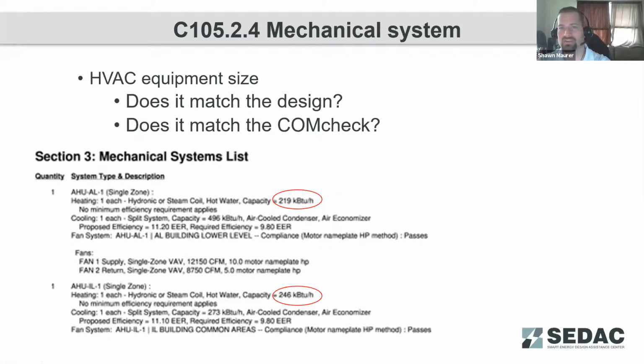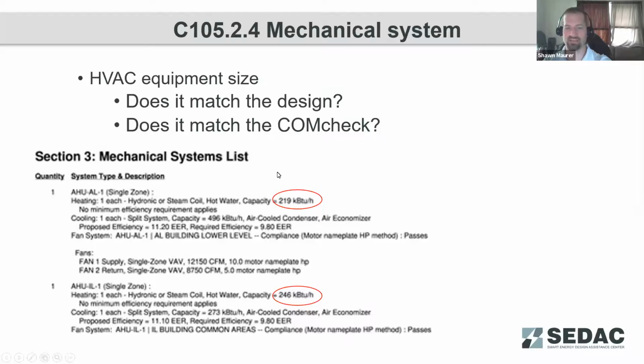Probably the first thing that's going to be checked on your mechanical systems is the equipment size. Does it match your design? Does it match what you had in your initial COMcheck for compliance verification? What we've done here is pulled out a section of the report that's showing in the COMcheck what the initial design is for two different air handling systems. So as an inspector is coming back through the building and looking at the mechanical systems, you're going to be verifying that they're as close as possible to these design values that are listed in COMcheck.